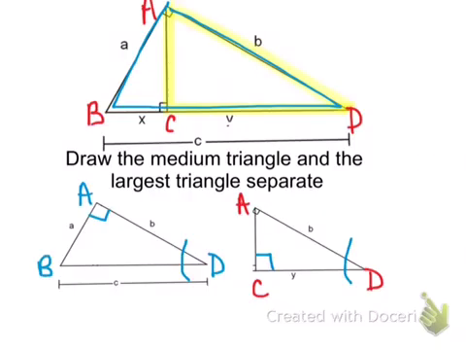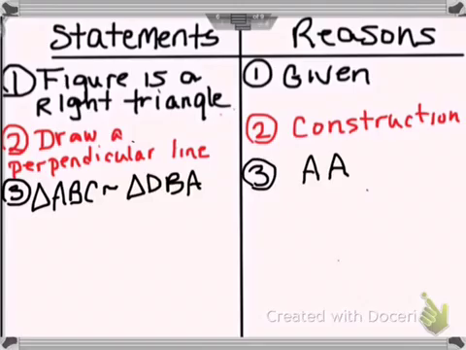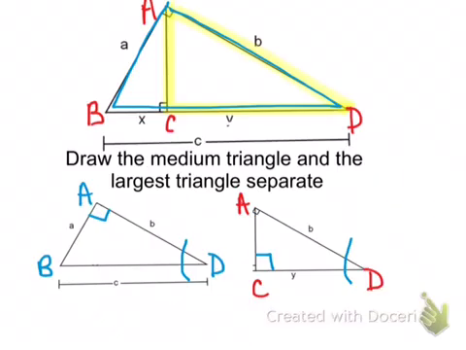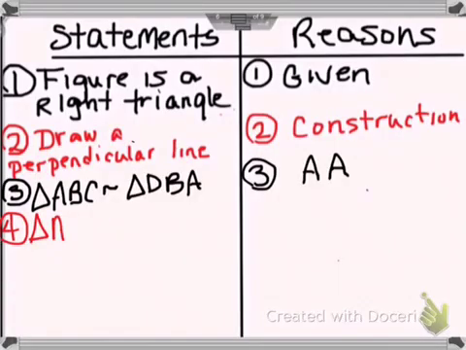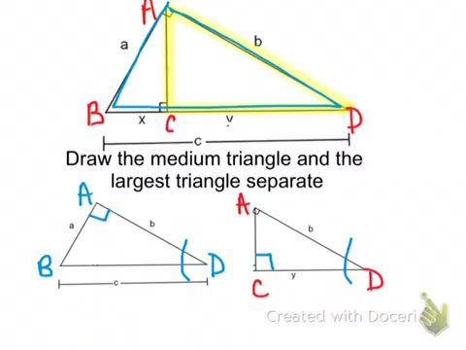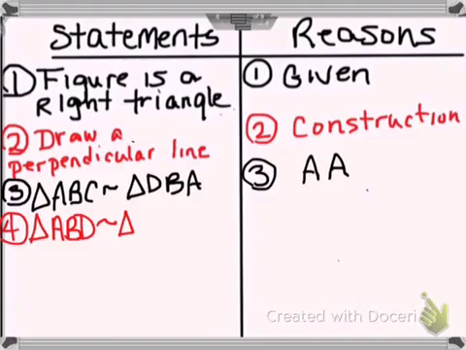So let's go back to our first slide and add our next statement. Statement 4 would be triangle ABD is similar to, let's go back to our picture. If I start at A, that's the right angle, so I've got to start at C. I went from A to B, so I've got to go from C to A. So I would say CAD. And again, that's by the angle-angle theorem.